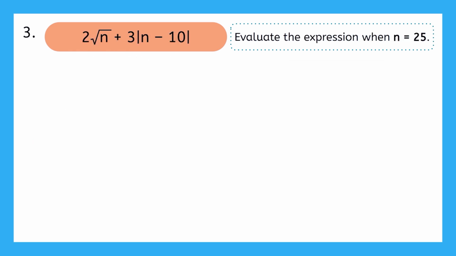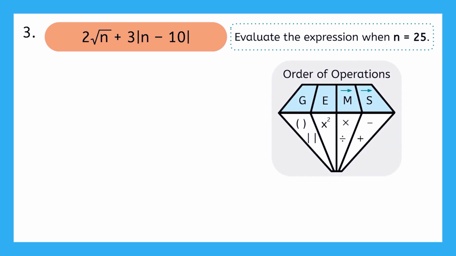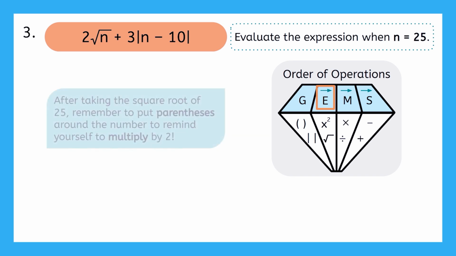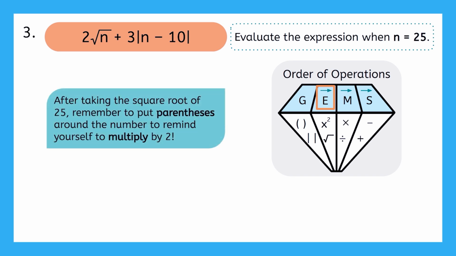Here's our last example. Evaluate 2 root n plus 3 times the absolute value of n minus 10 when n equals 25. When do you think the square root will be evaluated within the order of operations? Because exponents and roots are related operations, they're actually evaluated in the same step from left to right, similar to multiplication and division, or subtraction and addition. But just like with absolute value, after taking the square root of 25, we want to put parentheses around the number to remind ourselves to multiply by 2. Go ahead and give this a try. Pause while you work.